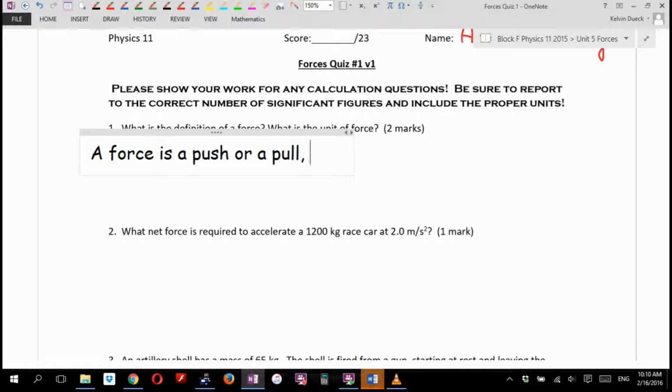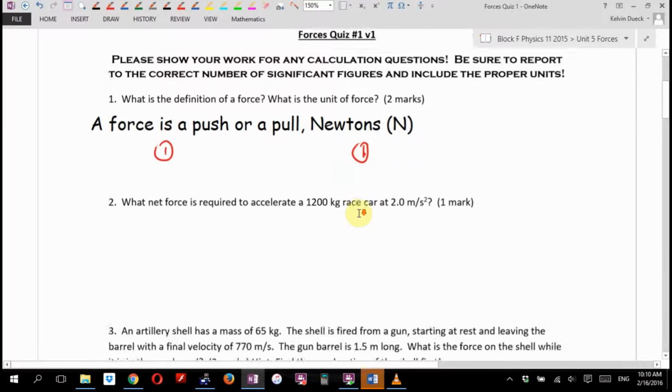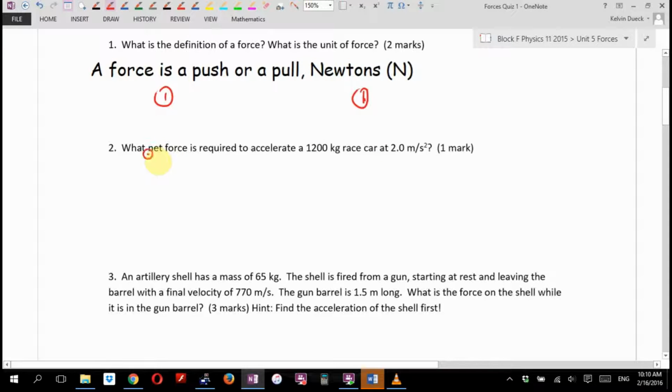The one that I will be fussy on: what's the units of force? Newtons, or if you just wrote N, that's fine. If you wrote kilogram meters per second squared, I'll take that because that's really what a Newton is, mass times acceleration, but okay. So 1 mark for each of those. 1 mark, 1 mark.